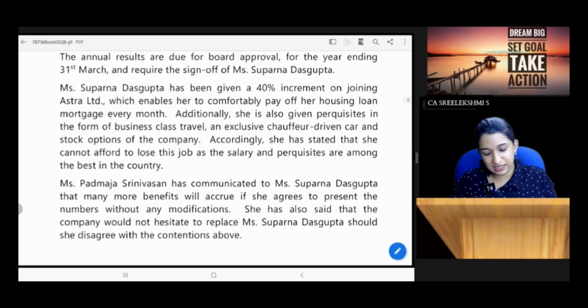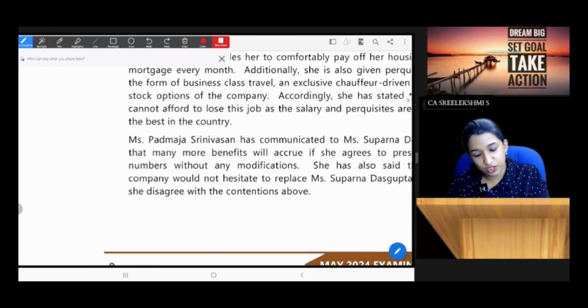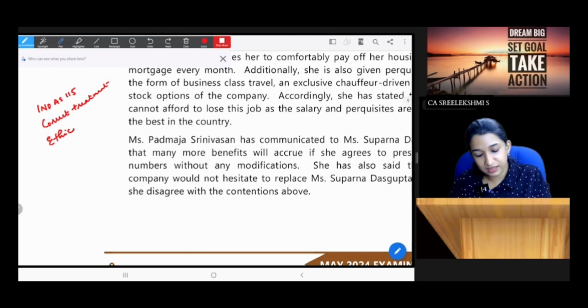So how do I answer this? Write the provisions of Ind AS 115. What is the correct treatment? What is the mistake and what is the correct treatment? Then write about ethical duties.